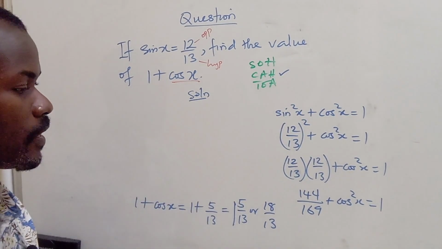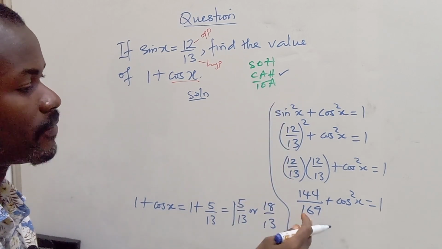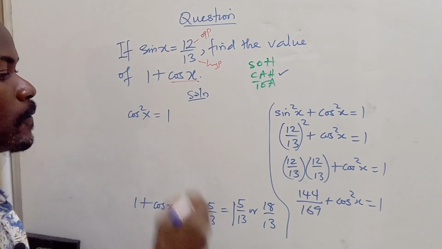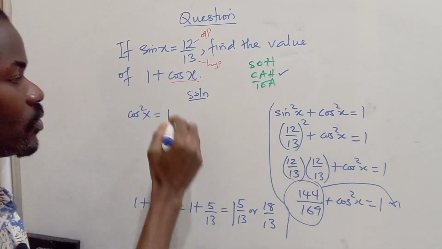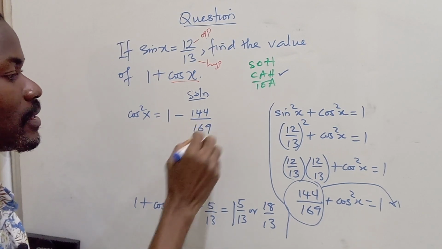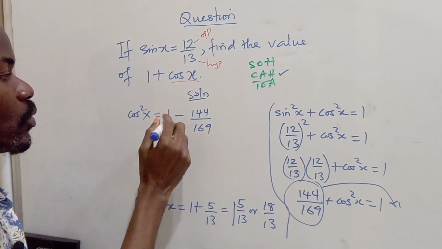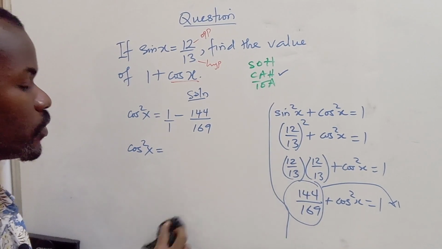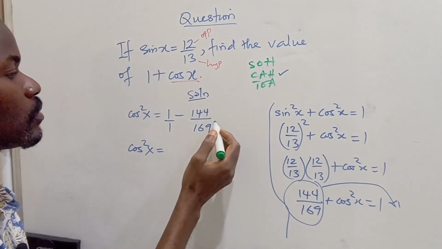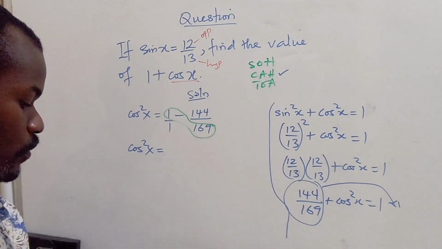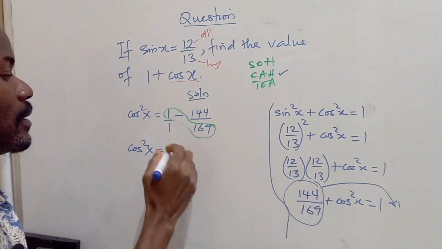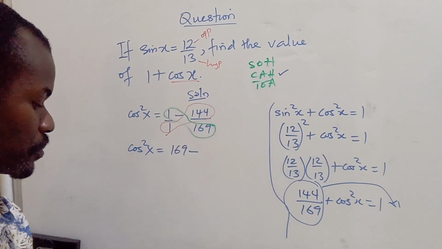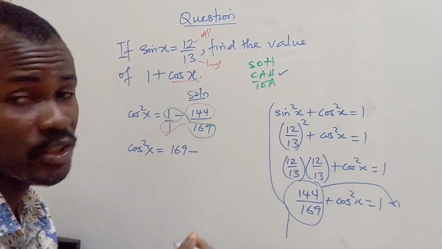All right, so let's see what this gives us. We have cos squared x is equal to 1 minus 144 over 169. Now I can decide to write this as 1 over 1, so we can now solve this fraction. Let's solve it and see what we are going to get. All I'm going to do is cross multiply this way. So 1 times 169 minus, now we are going to cross multiply this way. This is one simple method of solving the addition or subtraction of fractions.